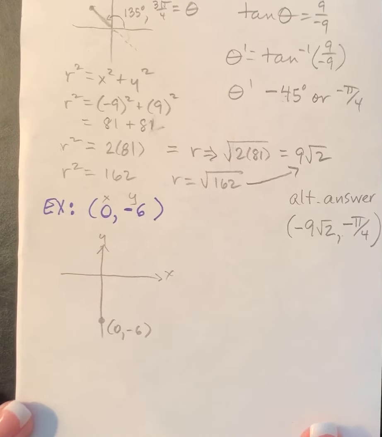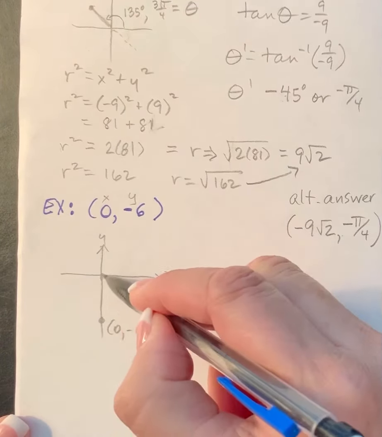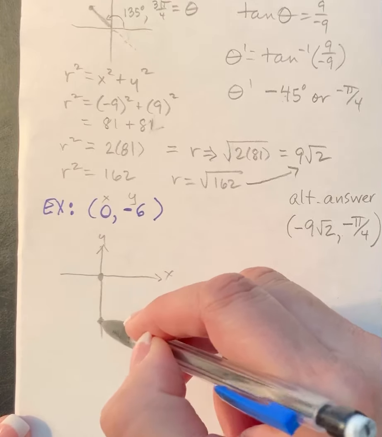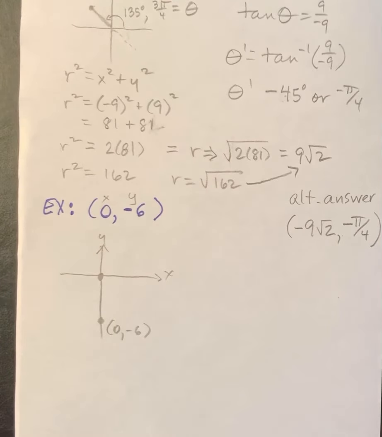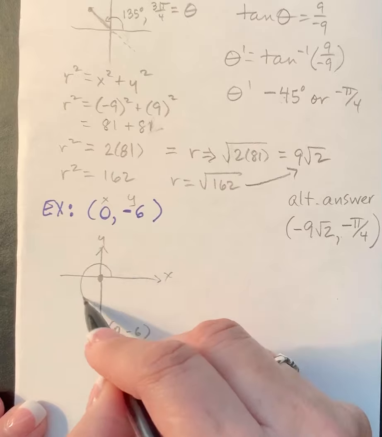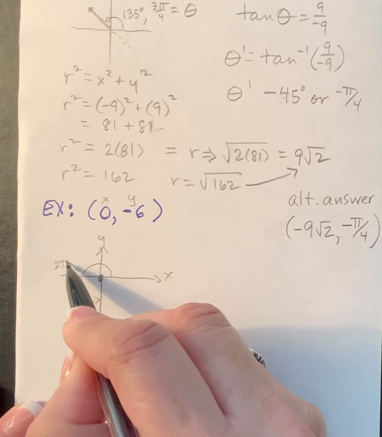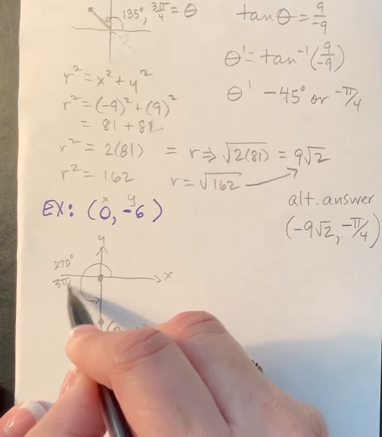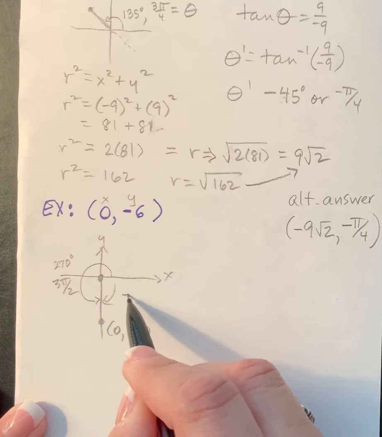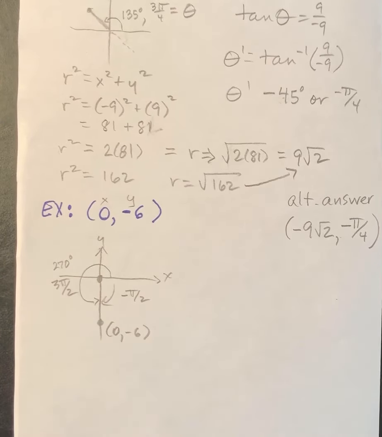And you can pretty much look at it and know how many units this is from the pole, which is the origin, and you can get the angle, okay? So you could say 270 or 3 pi over 2. You could also do negative pi over 2, okay?